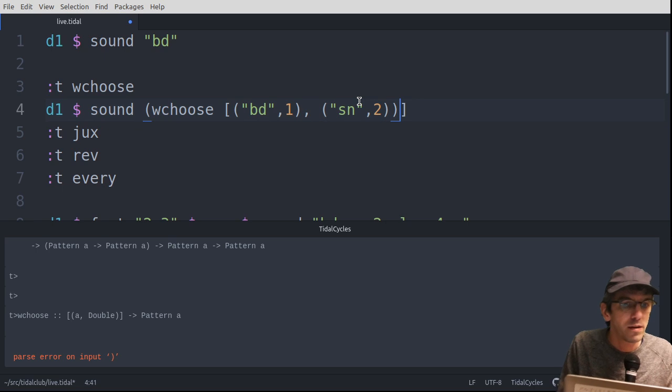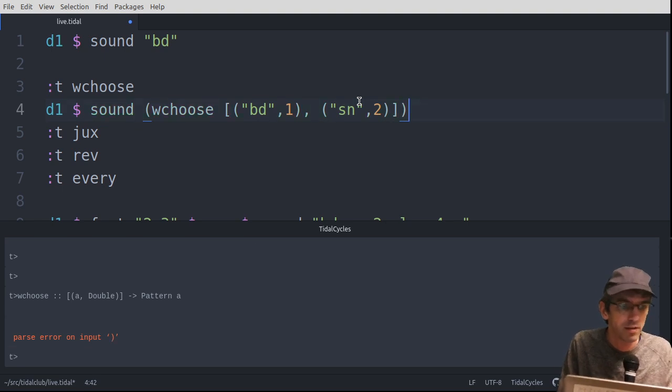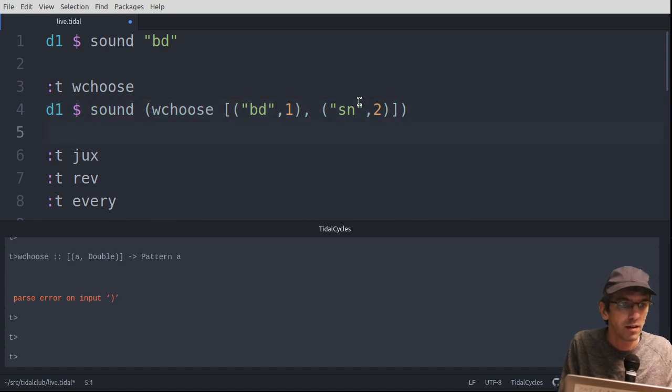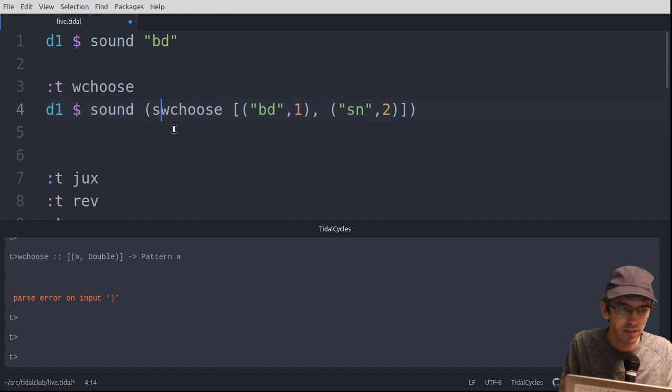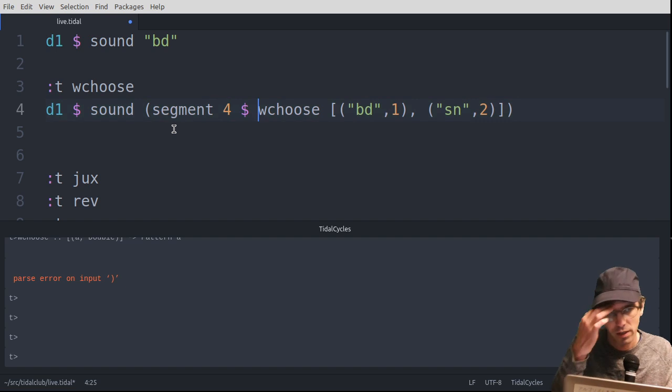Yeah, I've got a parse error. Put that the wrong side. So it's random, which means it's a continuous stream now of kick drums and snares. So I still need to give it some structure. So I'll pick 4 of those per cycle.